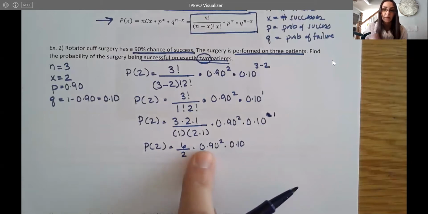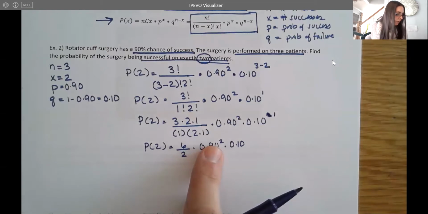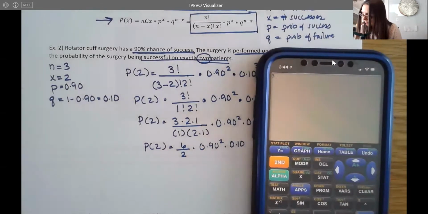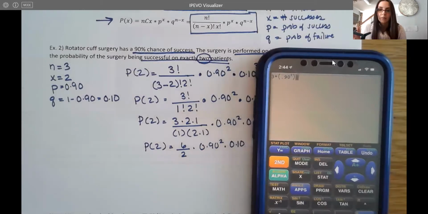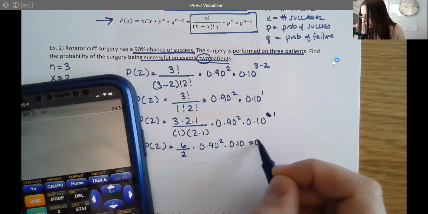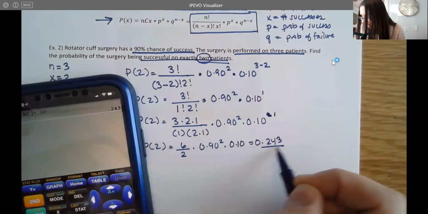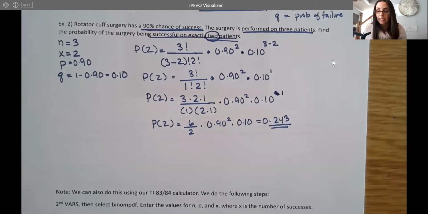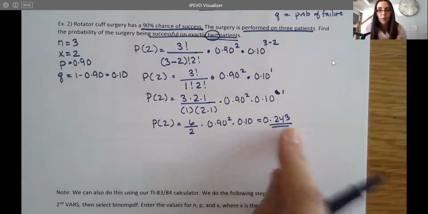So 3 times, and then just be careful, make sure that 0.90 gets squared first before you're multiplying, using that order of operations here. And let's do it out. So I have 3 times, and I'm going to put that 0.90 in parentheses, just so my calculator knows to make sure it does that first, times 0.10. And I get 0.243. And that's my answer. So my chance of having exactly 2 successes out of 3 is 0.243, so about 24.3% chance.